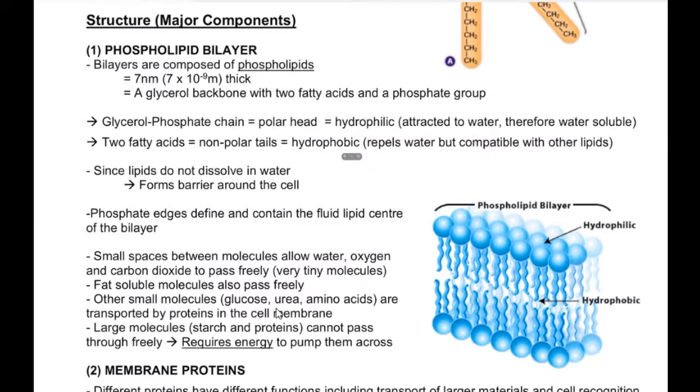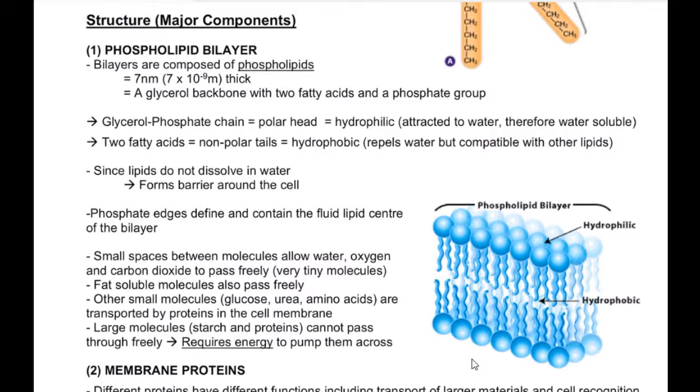And then other little things like glucose, the urea, little amino acids, so building blocks of proteins that I need, they're going to have to be transported by those proteins we saw that were crossing the entire membrane. And then really large things, they might not be able to come in freely. I might have to actually pump them in one direction or another, and it'll require energy to do that.